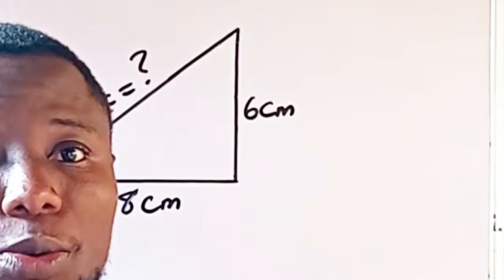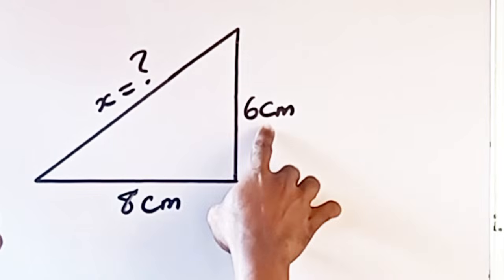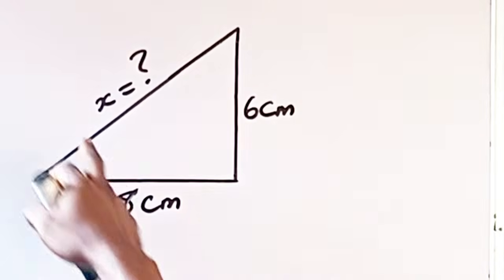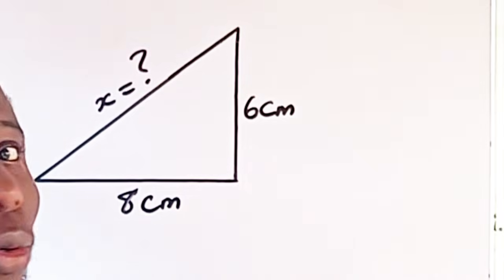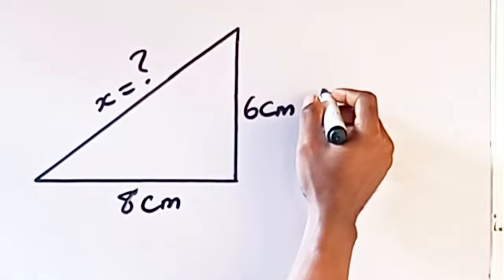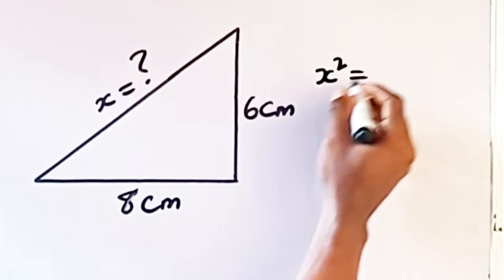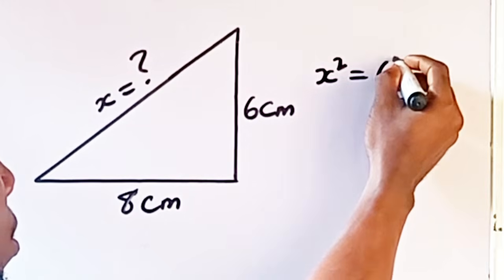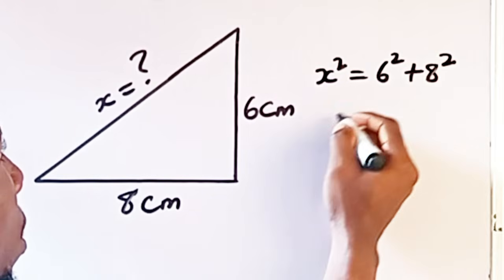Let's consider this question. We have a triangle on the board, 8 cm, 6 cm. What is the value of x? So we are going to use Pythagoras rule to solve this. So if we are doing that, here will be what? x squared equals to what? 6 squared plus 8 squared.